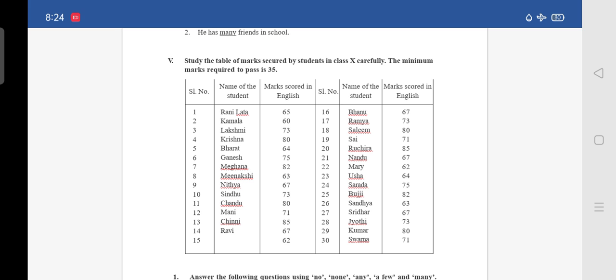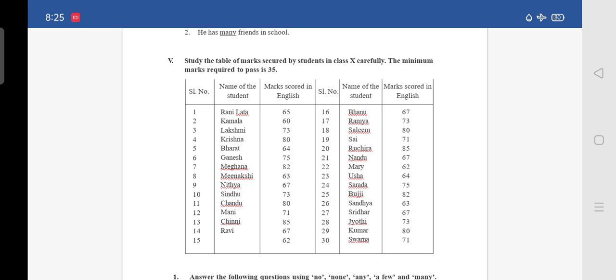So see here in the table what all they have given: serial number, name of the student, marks secured in English. So they have given a particular subject, that is English. See here, Rani Lata, she got 65. Kamala 60. Lakshmi 73. Krishna 80. Bharat 64. Ganesh 75. Meghana 82. Meenakshi 63. Nitya 67. Sindhu 73. Chandu 80.